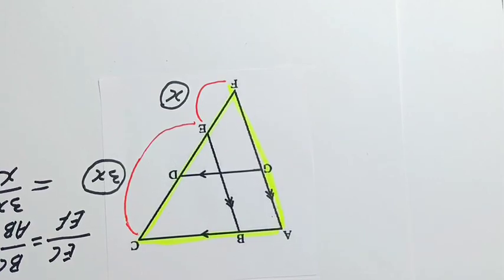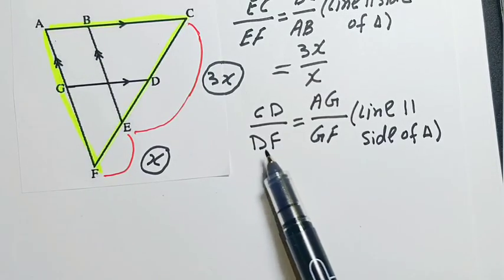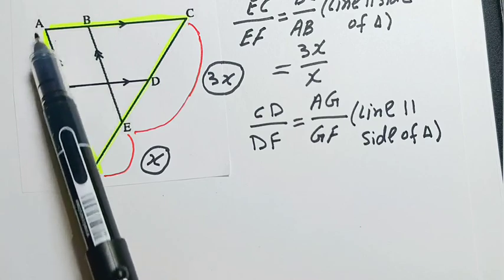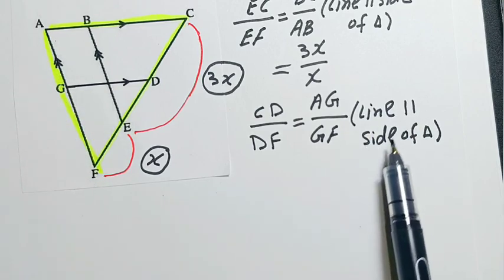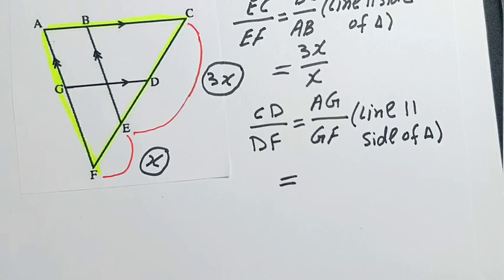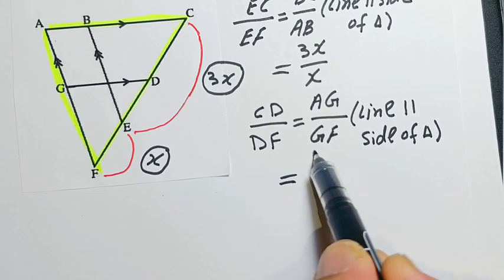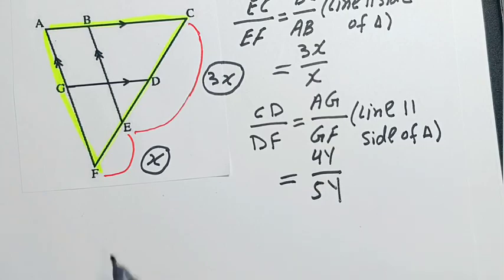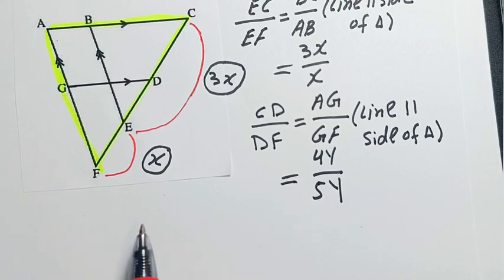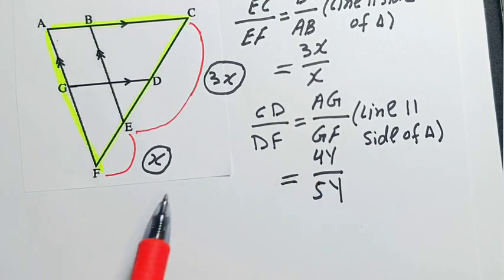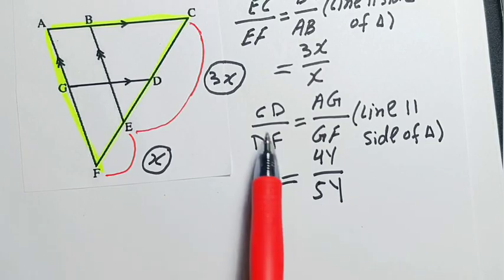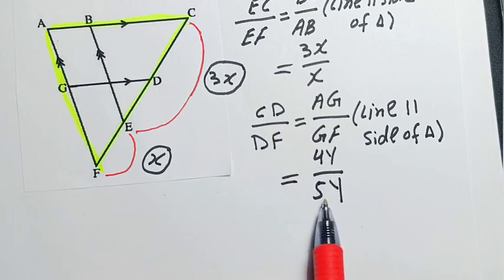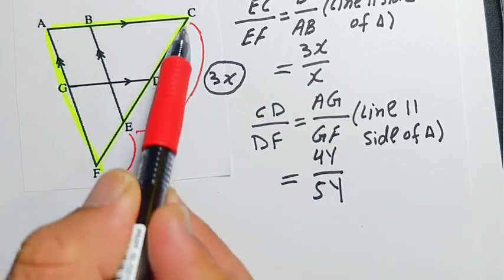So I'm gonna turn the page now. CD over DF is equal to AG over GF, line parallel to the side of the triangle. So AG I have 4y and GF I got 5y. Now I'm also going to place all these proportions in there. So CD over DF is now 4y over 5y. So the CD is 4y.